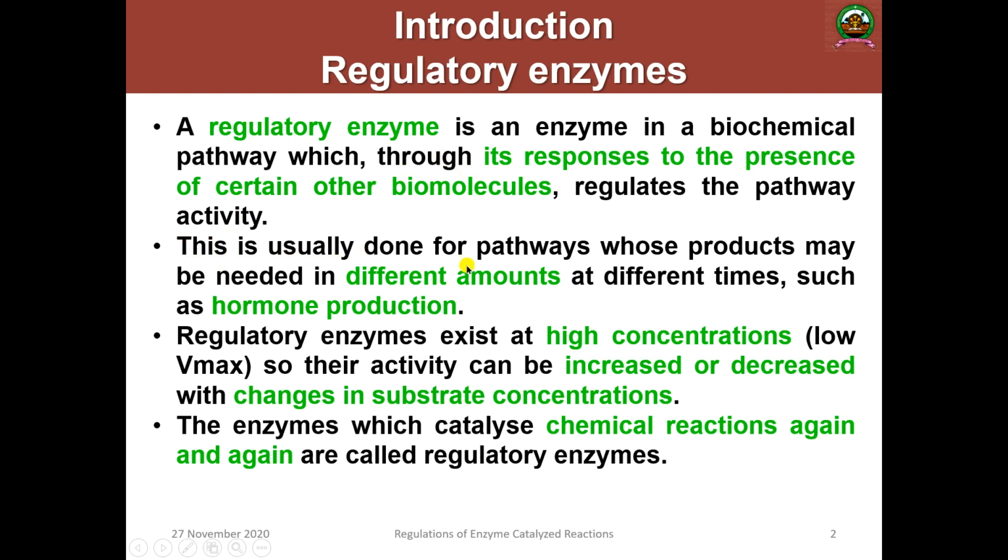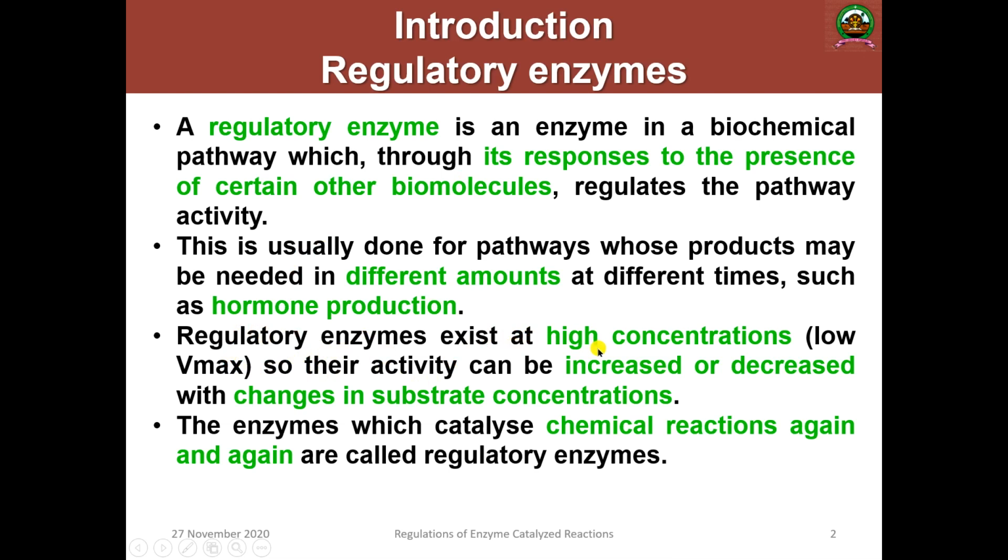This is usually performed for pathways whose products may be needed in different amounts at different times, such as hormone production. It is not always required, and the cell requires this particular component at certain times at a particular concentration. Once the cell requires an adequate quantity of this enzymatic activity, when the product is produced, this will be properly regulated.